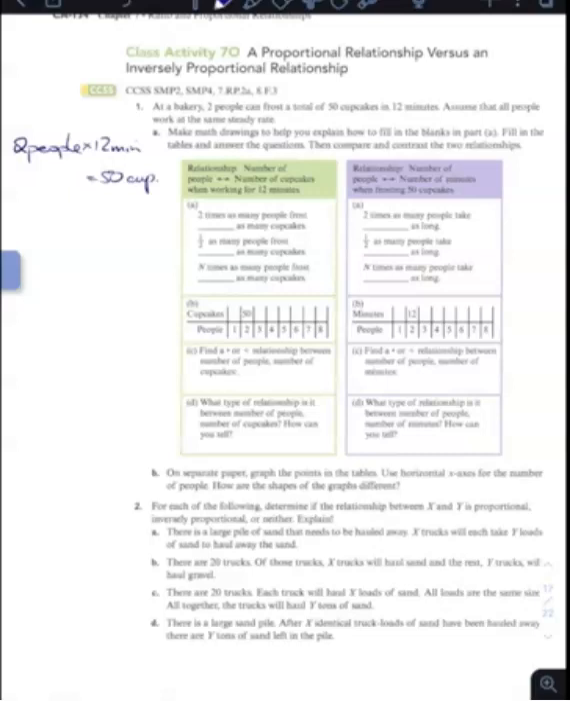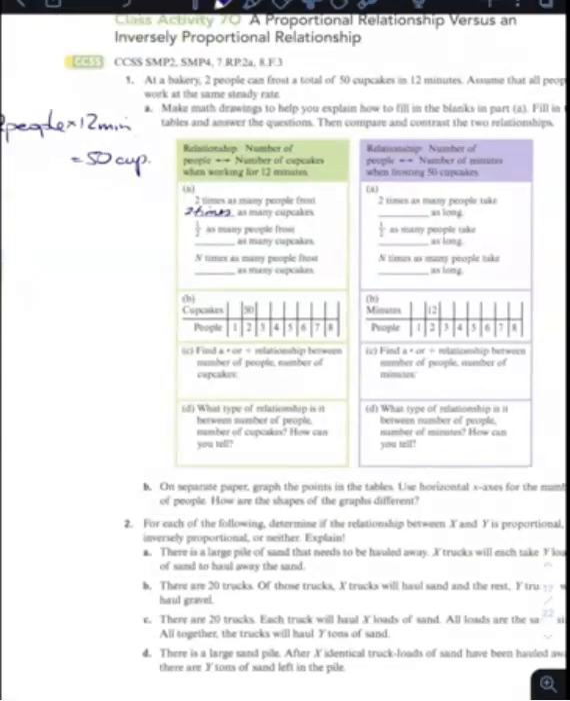So number of people, number of cupcakes when working for 12 minutes. So we're going to be saying that 12 minutes is constant. They're all going to be working for 12 minutes here. If we have twice as many people working for 12 minutes, how many cupcakes are they going to make? If we have 4 people, wouldn't they make 100 cupcakes? Wouldn't they make 2 times as many cupcakes?